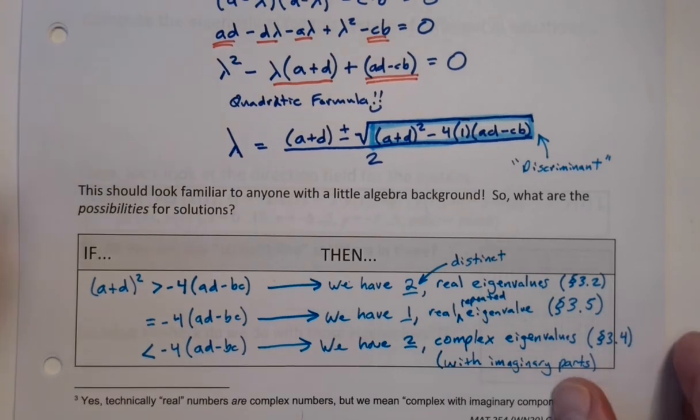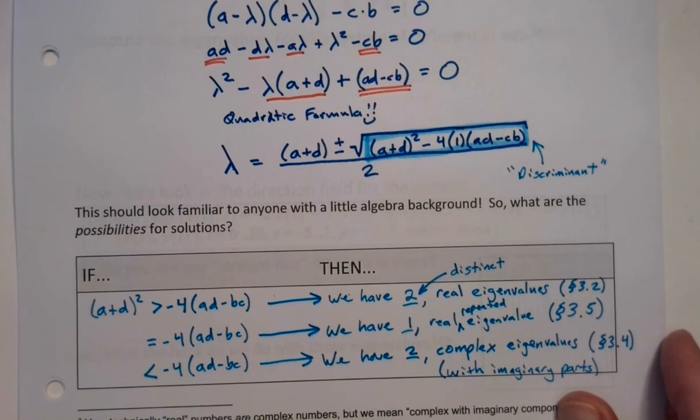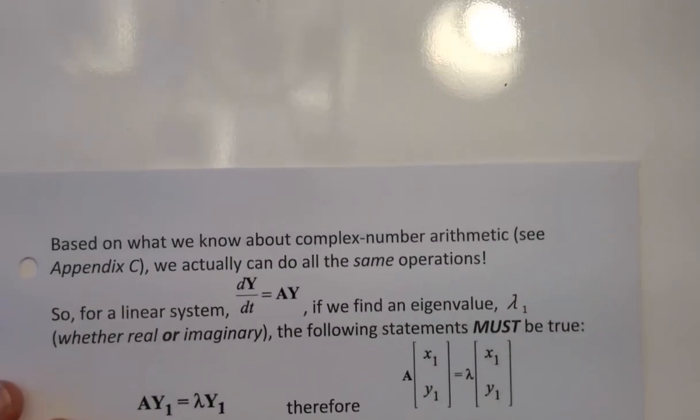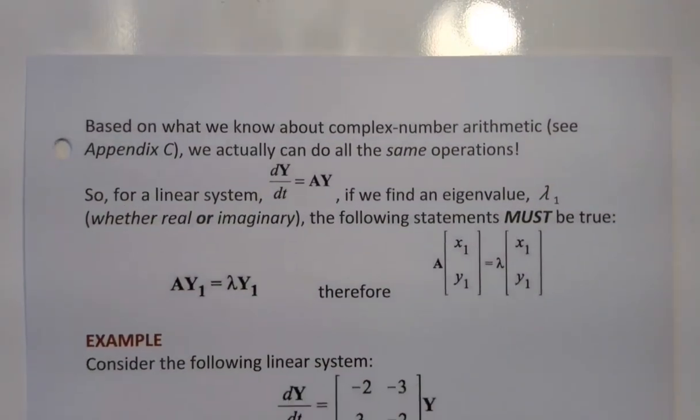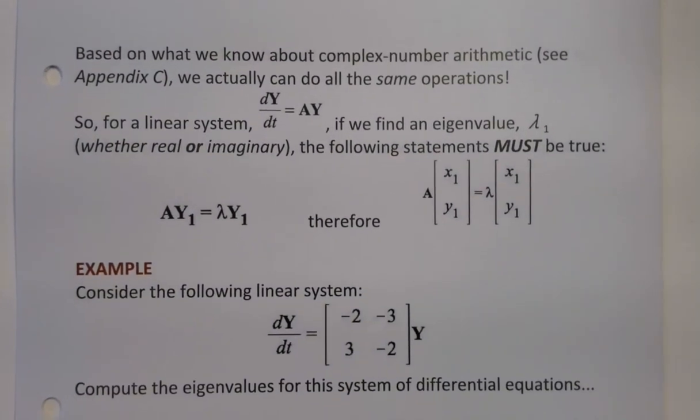So now that we have a sense of what our possible outcomes are, what could possibly happen, we're going to take a look on the next page based on what we know about complex number arithmetic. And for those of you for whom it's been a while since you've done a little complex number arithmetic, it turns out we can do all of the same operations. Complex number arithmetic looks almost exactly like real number arithmetic. There's only a couple of exceptions.